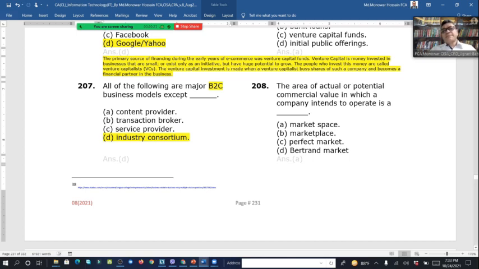And 208, the area of actual or potential commercial value in which a company intends to operate: market space, marketplace, perfect market, patterned market. So the area of actual or potential commercial value in which a company intends to operate is a market space.